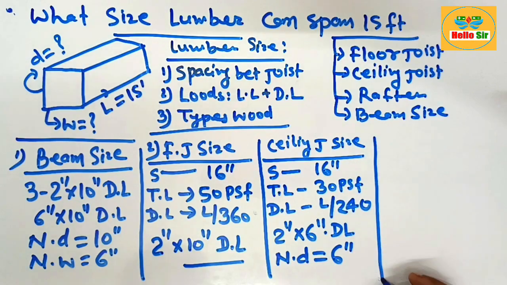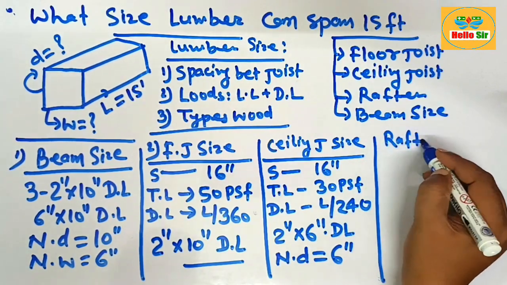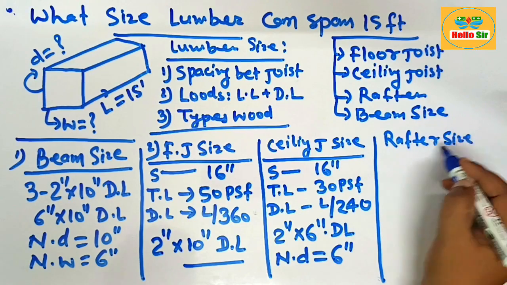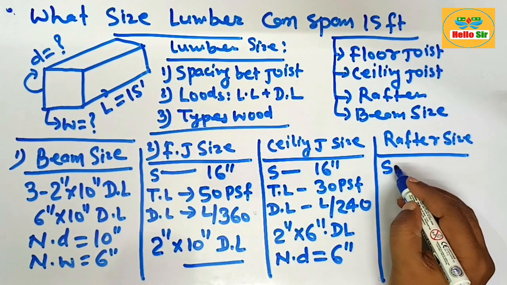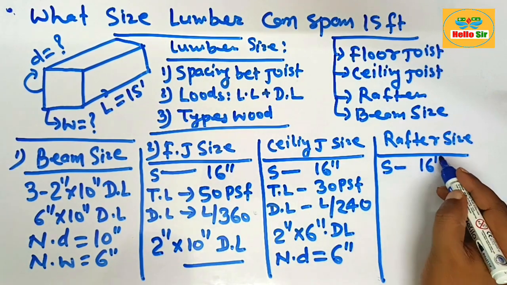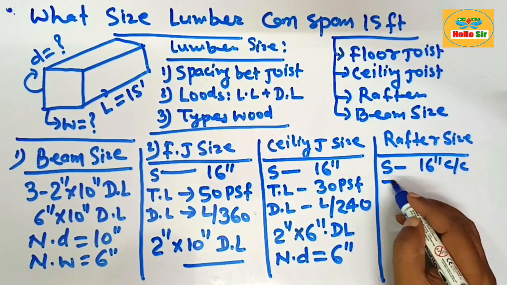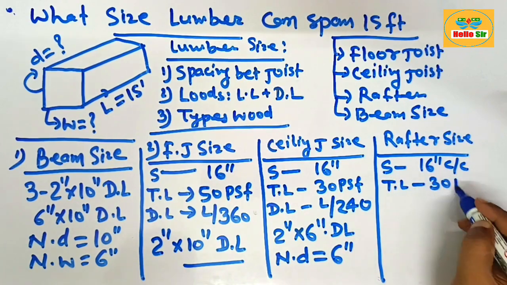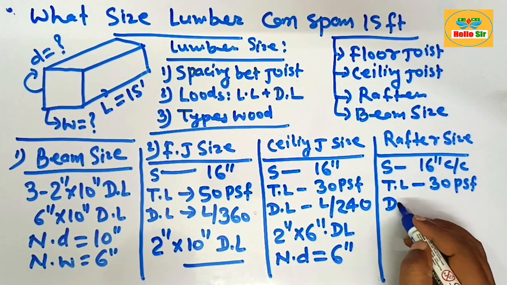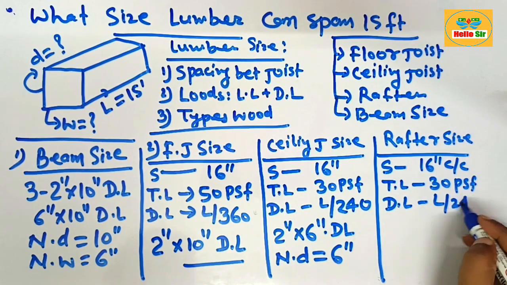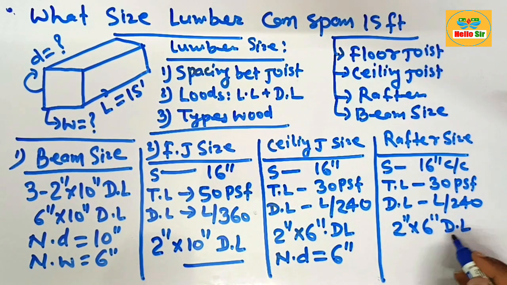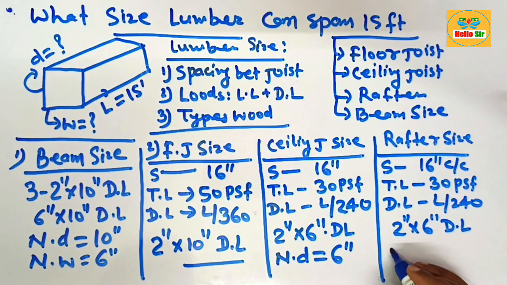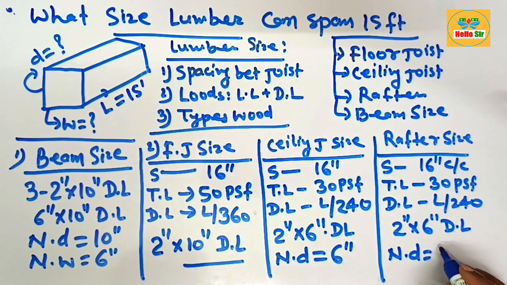And now decide the rafter size. The last one, that is rafter size. What will be rafter size required to span 15 foot distance? The similar condition, the spacing between the rafter, that is 16 inch on center, and the total load acting, that is 30 psf, and the deflection limit, that is L by 240. You can use 2 inch by 6 inch dimensional lumber as rafter to span 15 foot distance, in which nominal depth of rafter, that is about 6 inches.